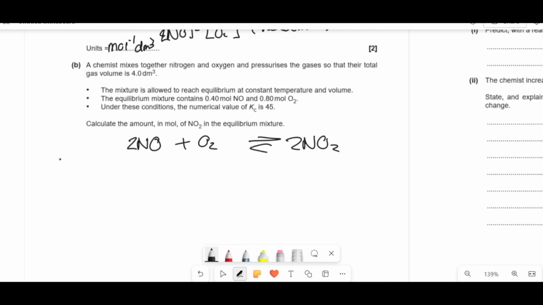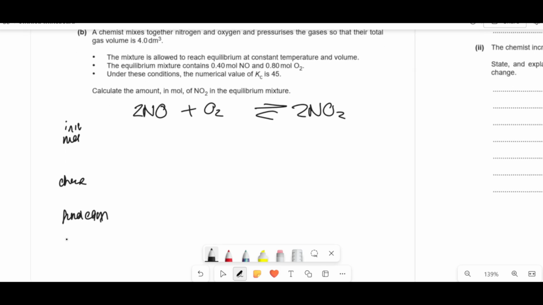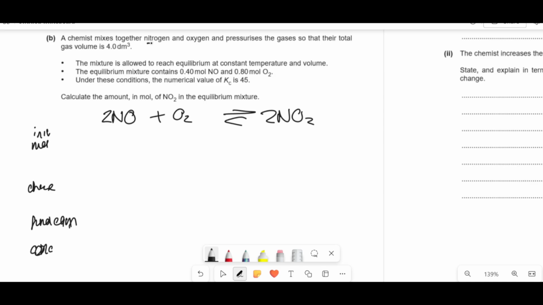And then what you do is you work out your initial moles before equilibrium, then your change, and then your final moles at equilibrium, when equilibrium is reached, and then whatever else you need. So we're probably going to need a concentration, right? The question told you that they mix nitrogen oxide and pressurize it, so this is the total volume. And it says they've allowed it to reach equilibrium at constant temperature and volume, and under this it has this much at equilibrium. So the amount at equilibrium we have here is 0.40, and then this is 0.80.